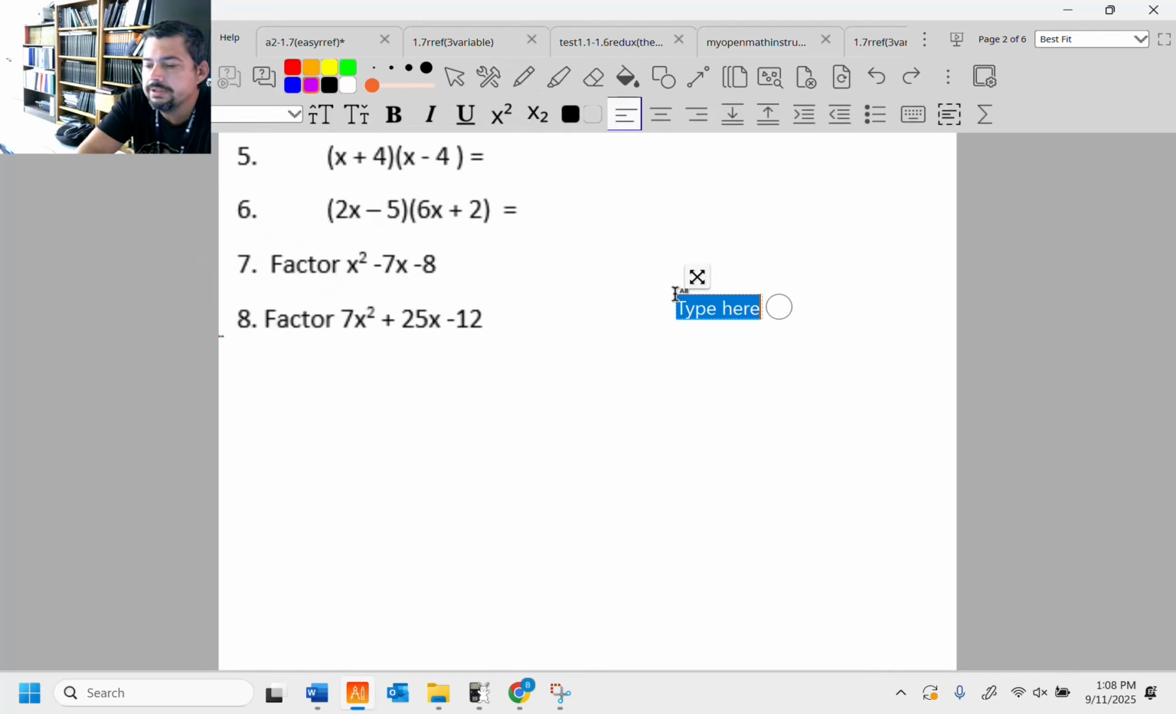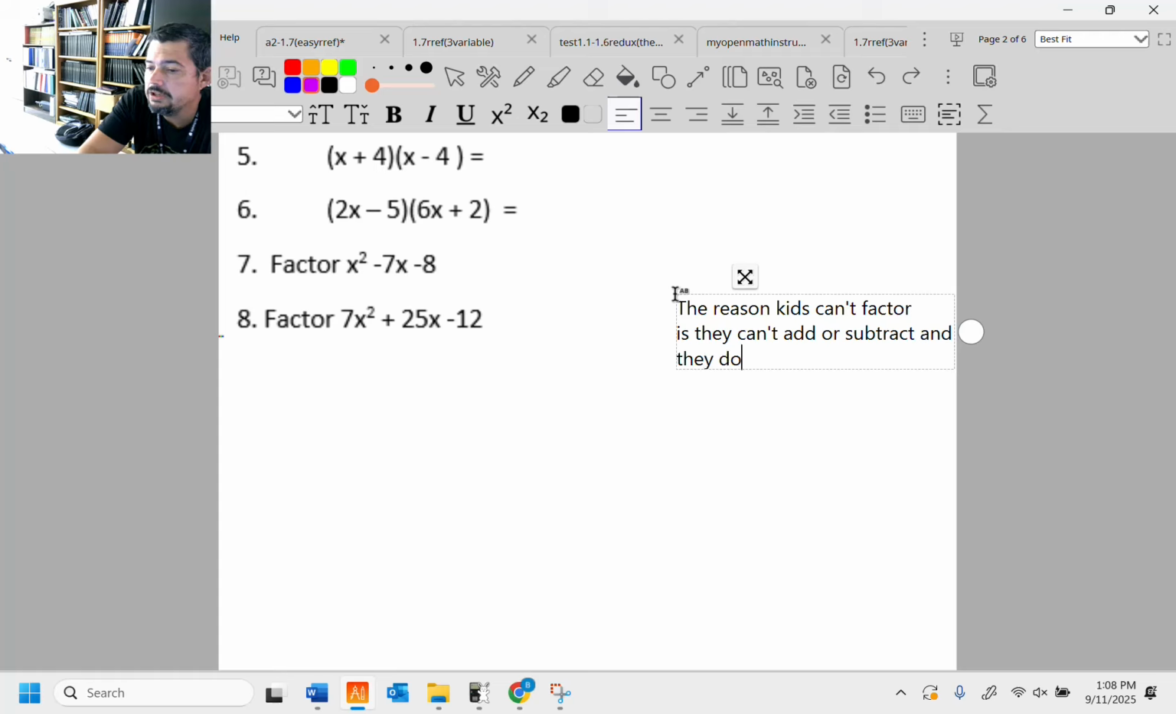So, you know, here's the reason. The reason kids can't factor is they can't add or subtract, not without technology, not properly, and they don't know their multiplication tables. If you could go back in time and kick 5th grade math you in the butt, do it, because you'd be a lot better at factoring.